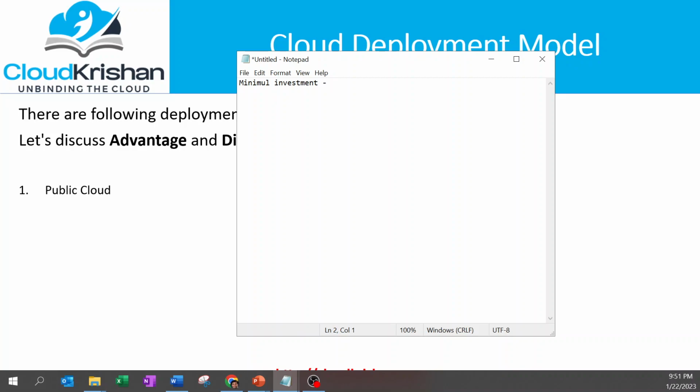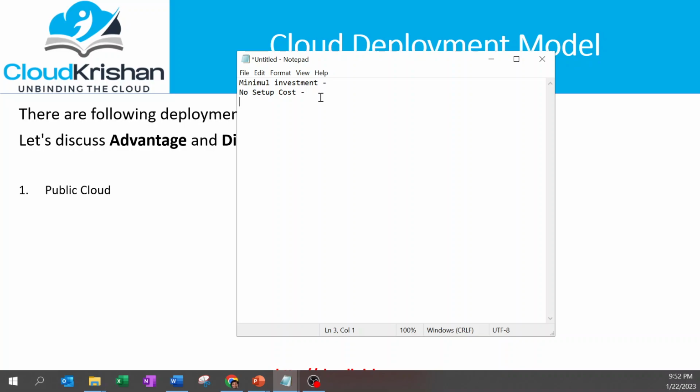The second advantage, we can say, is no setup cost. Why no setup cost? Because this is already set up by cloud service providers. In the last video, we talked about cloud service providers. Microsoft Azure is one of the cloud service providers, along with AWS, Amazon Web Services, GCP, IBM, Oracle. There are multiple cloud service providers. They have already set up that cloud, so there's no setup cost for you. You just create your account and start using it. The entire infrastructure is fully set up there.